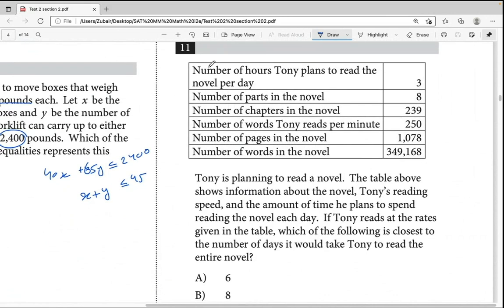Question number 11. Number of hours Tony plans to read the novel per day, 3 hours. Number of parts in the novel are 8. Number of chapters, number of words Tony reads per minute, number of pages, number of words. Tony is planning to read a novel. The table above shows information about the novel Tony reads, Tony's reading speed, and the amount of time he plans to spend reading the novel each day. If Tony reads at the rate given in the table, which of the following is closest to the number of days it would take Tony to read the entire novel?